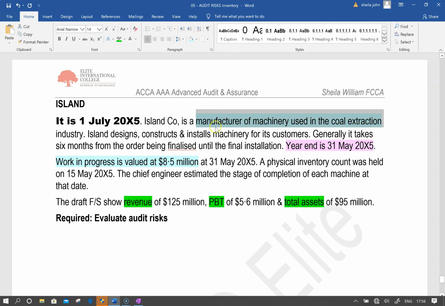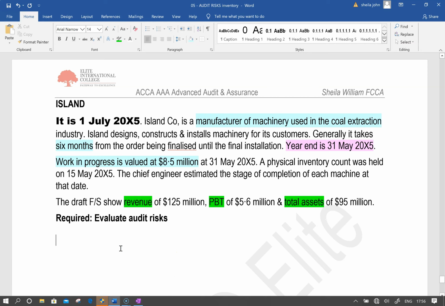Generally, it takes about 6 months from the order being finalized until the final installation. So that means that we're talking about WIP here. The question also says that WIP is valued at 8.5 million. And then it says inventory count was held on 15th May 20X5. The chief engineer estimated the stage of completion of each machine as at that date. The question gives us some figures so that we can calculate materiality.